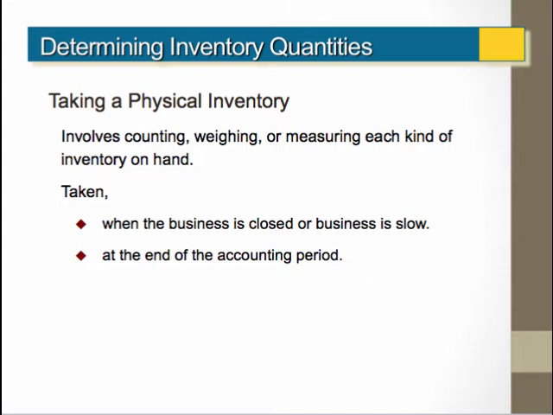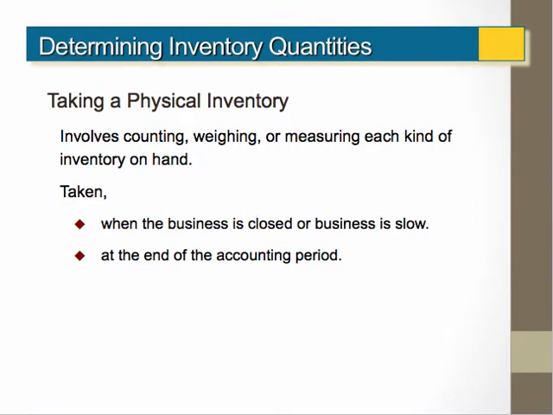Think about it. If we have a computer system, the computer is keeping track of the quantities and the dollar amounts of our inventory on our balance sheet. However, it does not know the actual movement of the physical quantities of the inventory or the condition of that inventory at any given time. The taking of a physical inventory is an internal control to ensure that the information that's being recorded in the accounting system agrees to the actual quantities on hand within the organization.